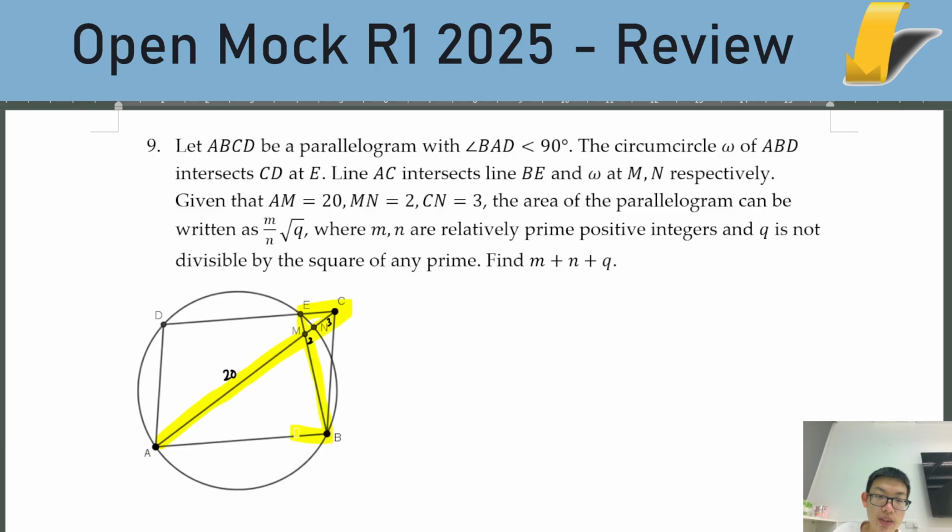I can use this hourglass pattern, as I call it, to get some ratios. Because of the similar triangles, 5 to 20 means I can call this x and 4x, and then y and 4y. It's a parallelogram, so this is y, this is 3y.